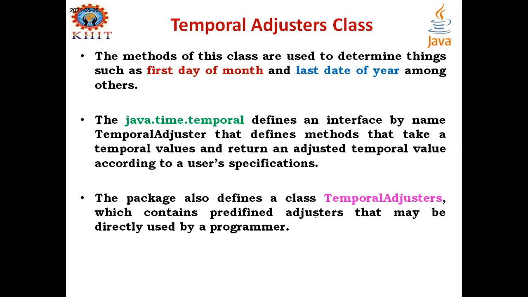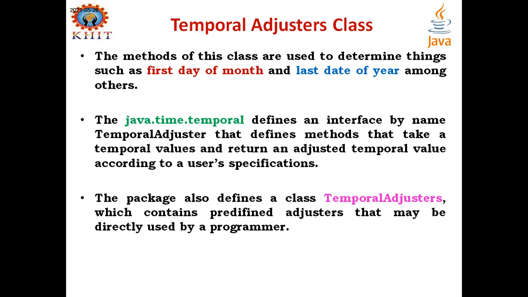The java.time.temporal package defines an interface named TemporalAdjuster, which defines methods that take a temporal value and return an adjusted temporal value according to the user's specification. All these are mainly required when we are working with timing values. We may need them in situations like this, so we include these classes and the respective methods to solve our real-time problems.